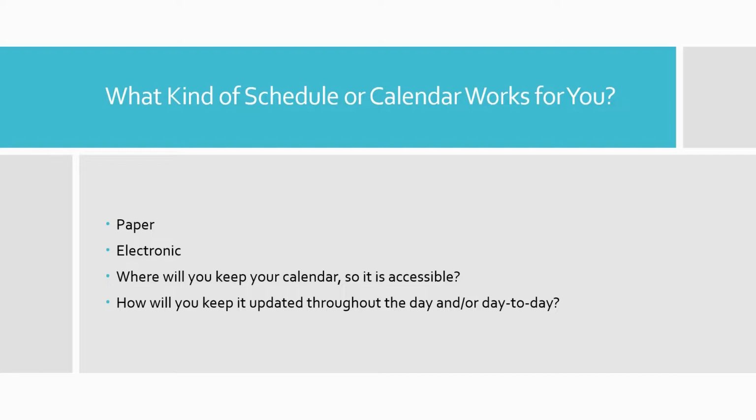The next thing to think about with time management is a schedule or a calendar. So what kind of schedule or calendar works best for you? Some people like paper because they like to write everything down. Other people like an electronic option such as an app or an online calendar. Also, where will you keep your calendar so it's accessible to you whenever you need it? Also, how will you keep it updated throughout the day and or day to day?